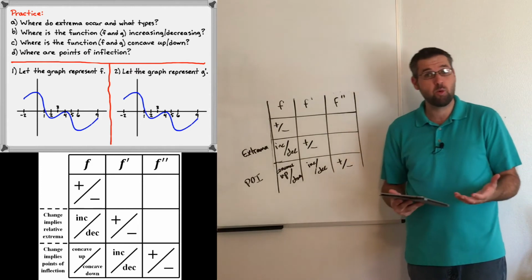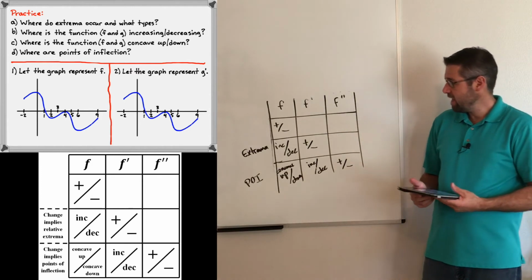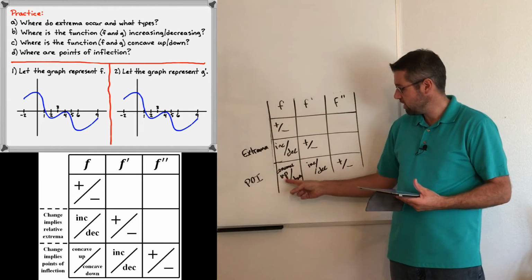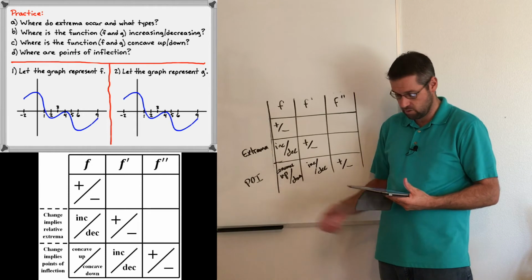And then where is there a point of inflection for each of these? Well, a point of inflection occurs when f changes from concave up to concave down or from concave down to concave up.